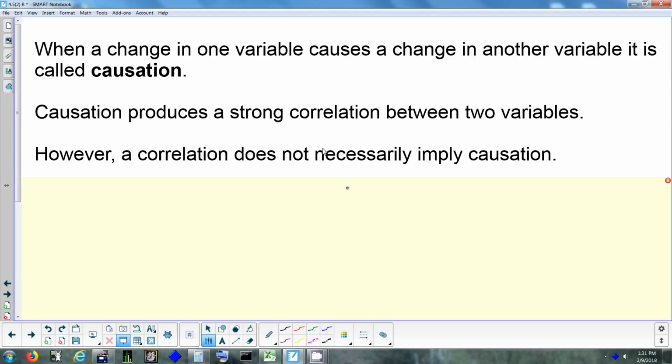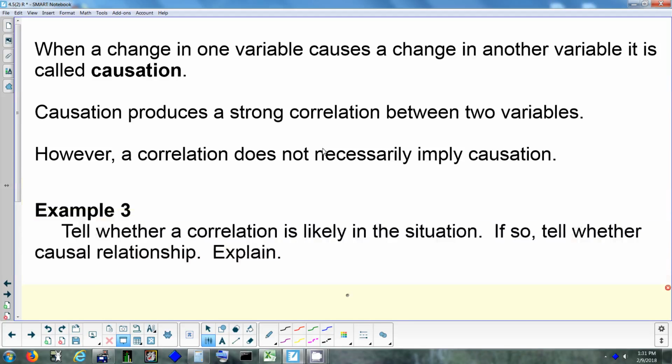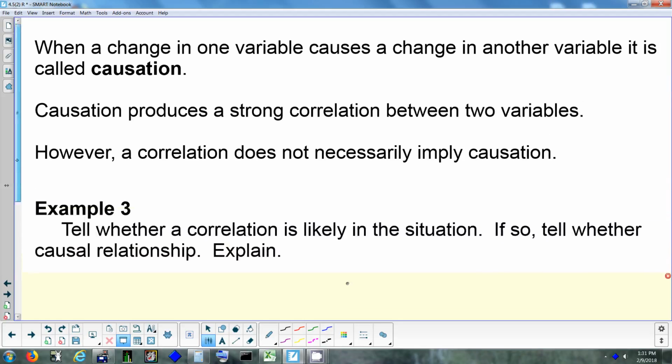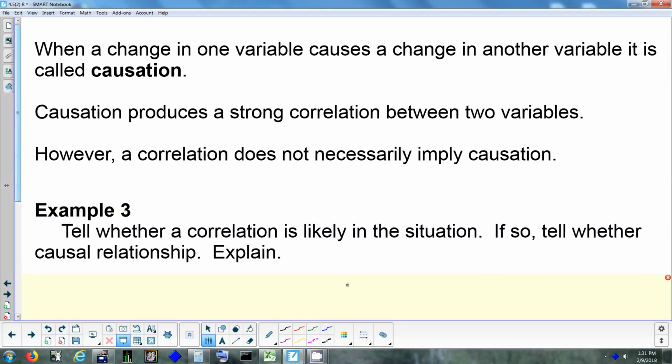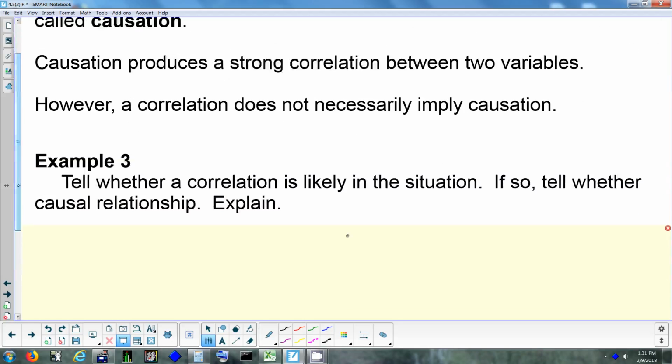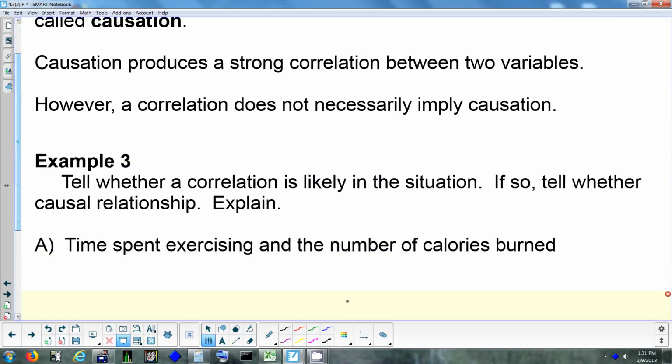Okay, a little confusing, but with an example it'll make more sense. I don't have correlation on my page. That's okay, you only need to know causation. Okay, I'm going to give you an example. I want you to tell me if it's a correlation, a causation, or both. We'll go through it together. Hey, you can have both.